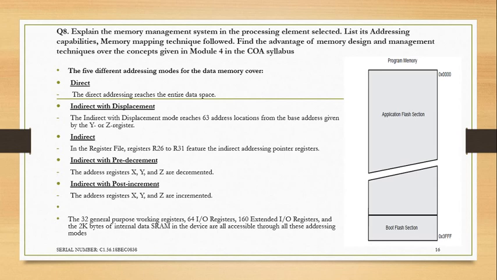Indirect with displacement. Indirect with displacement mode reaches 63 address locations from the base address given by the Y or Z registers. X, Y, Z are the special function registers in this microcontroller. Indirect addressing mode: in the register file, registers R26 to R31 feature the indirect addressing pointer registers. Indirect with pre-decrement: the address registers X, Y, Z are decremented. Indirect with post-increment: the address registers X, Y, Z are incremented.